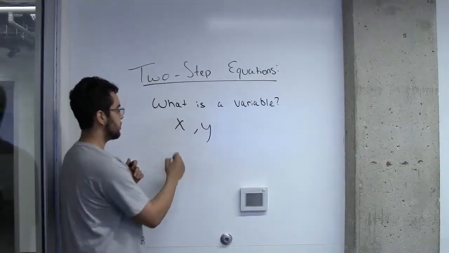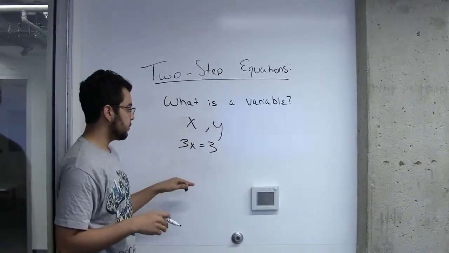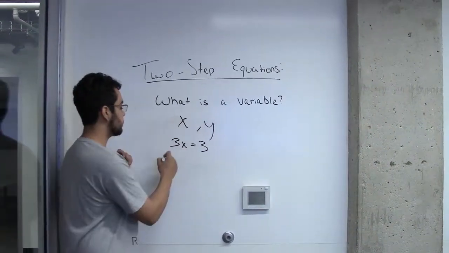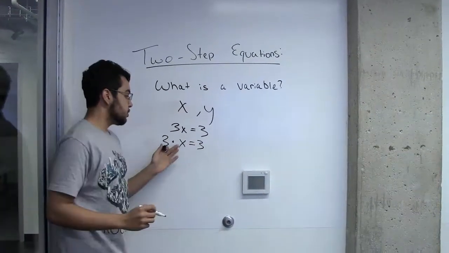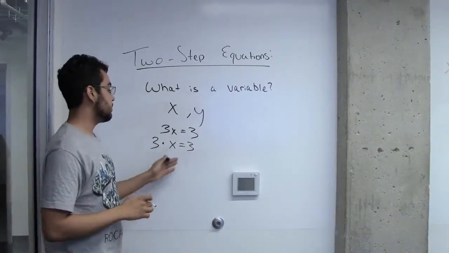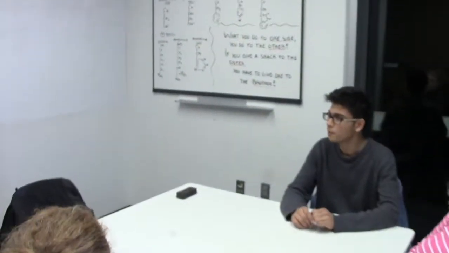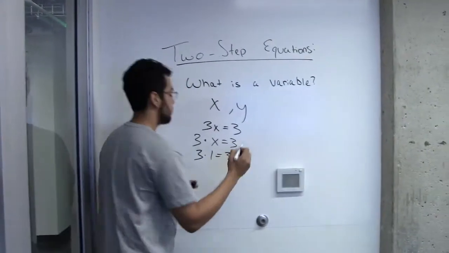Now, for example, we could have 3x equals 3. You might have forgotten what the variable next to a number means. Pretty much that means 3 times x will equal 3. So in this equation, x represents any number that will make this equation valid. Do any of you know what number will make that equation true? 1. 1? So that's true. 3 times 1 does indeed equal 3.